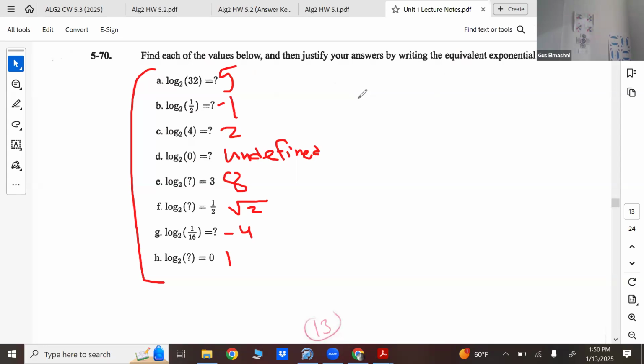I have so much energy right now. So the answers are right there in red.